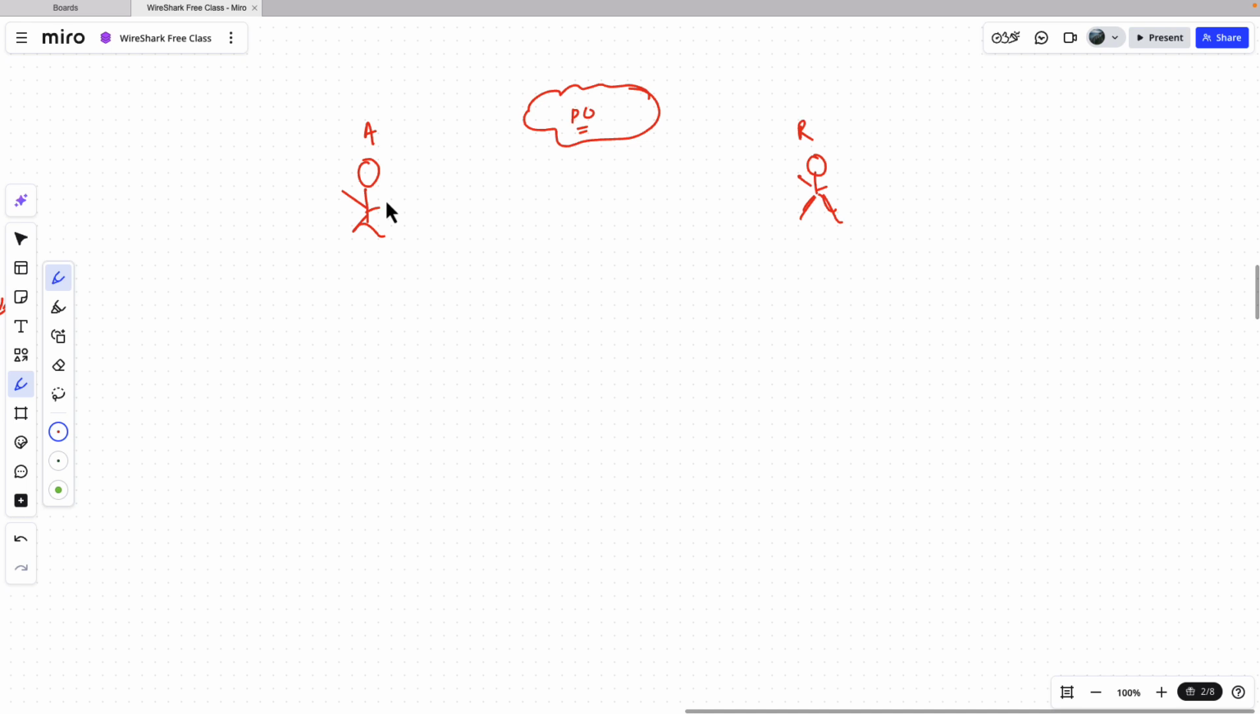So what is happening here? First thing first, if Anjali wants to send a message to Rahul, Anjali has to write a letter. So what does she do?